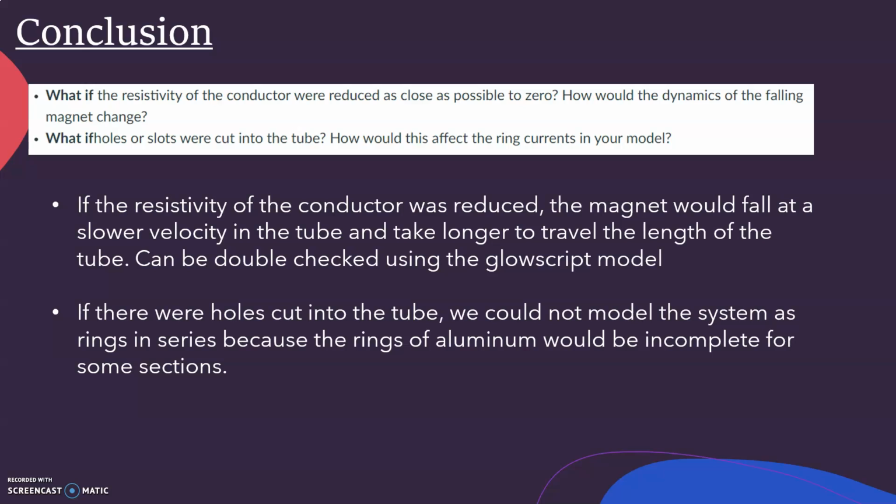And if holes or slits or slots were cut in the tube, how would this affect the ring's current? So if holes were cut in the tube, we cannot model the system as rings in a series because the rings of aluminum would be incomplete for some sections, so the current wouldn't flow through those areas.